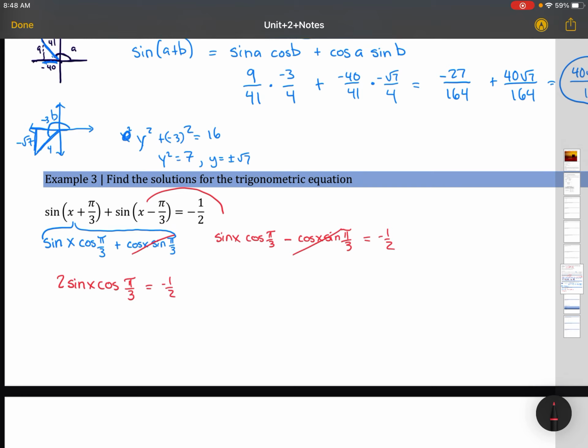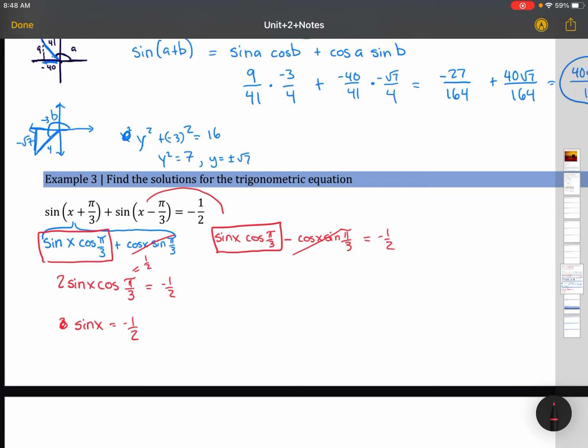The reason we get 2 sine x cosine pi over 3 is that we have one here and we have another one here. So cosine of pi over 3 is 1/2. So this is just 2 times sine x times 1/2, which is 1. So we end up with sine x equals negative 1/2. Now again, that's because the cosine of pi over 3 is equal to 1/2. So now we're looking for where sine x equals negative 1/2.